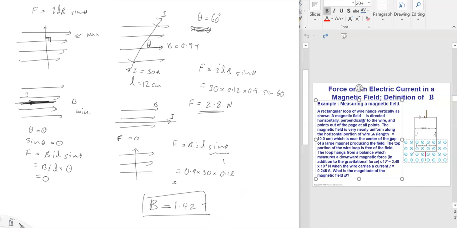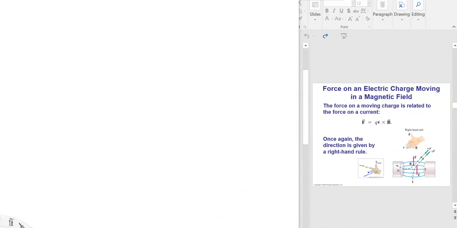Okay, let's move on. So the next topic: force on an electric charge moving in a magnetic field. This is also a very interesting topic and has a lot of applications. In science experiments, in biological experiments, charged particles are moving inside the human body in biological systems, and these charged particles experience forces due to magnetic field, Earth's magnetic field for an example. How do we find those?